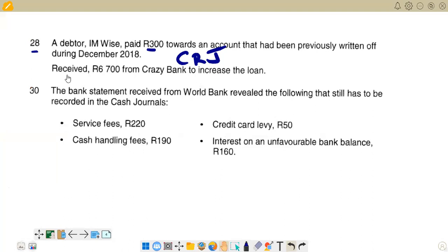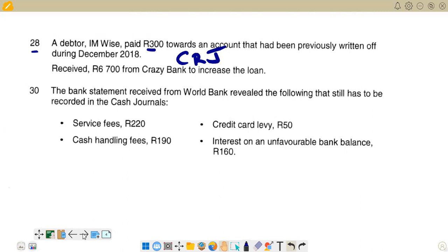There's something again. So you see that we are told that we received 6,700 from Crest Bank to increase the loan. So what does it mean? It means this is going to affect bank, under the bank column, and we put it again under analysis of receipts. This is a loan that we are getting from Crest Bank. You'll see that we don't have a column for loan, so we're going to put it under sundry accounts again, which is 6,700 as loan from Crest Bank.